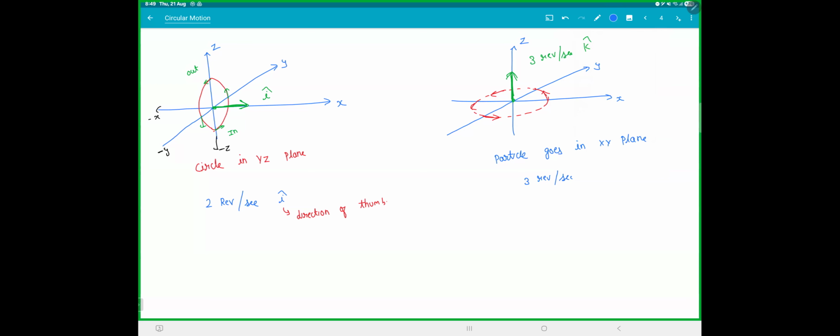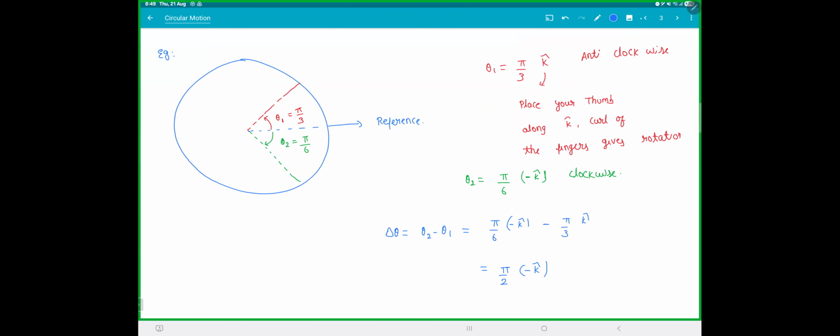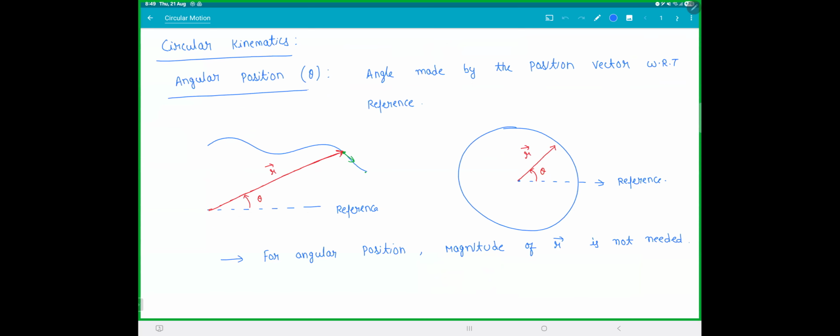So whenever you deal with the directions of rotation, understand that it is not the direction of the particle. The particle does not go in that direction. It simply gives you a sense of rotation. It's more of a convenience. Clear with this? That is one thing. So be careful with the directions and stuff.